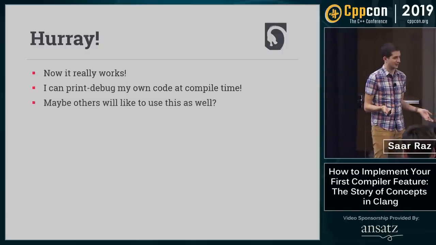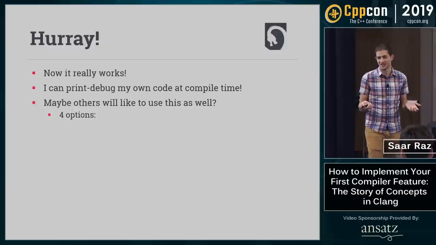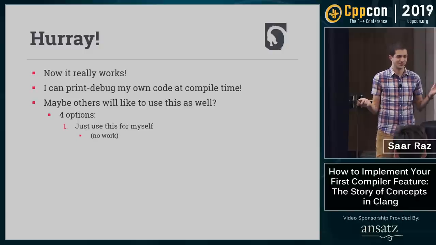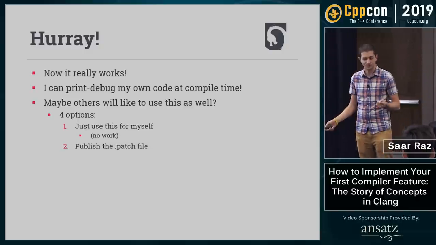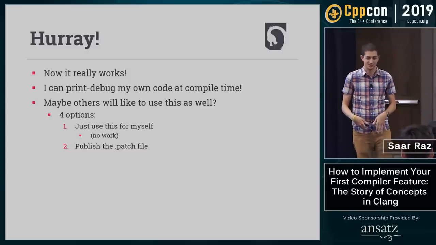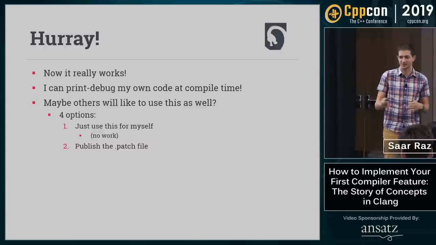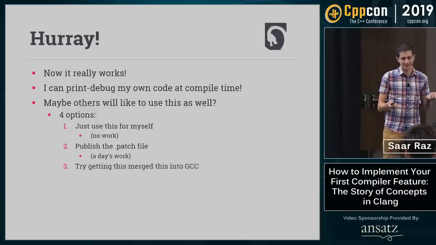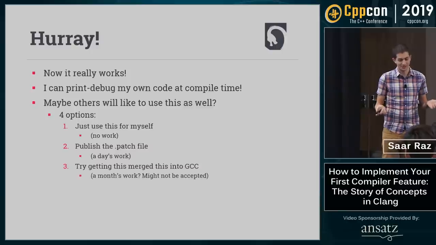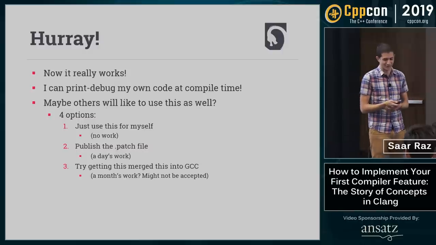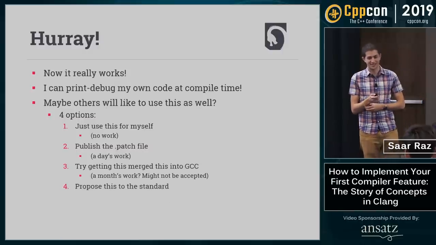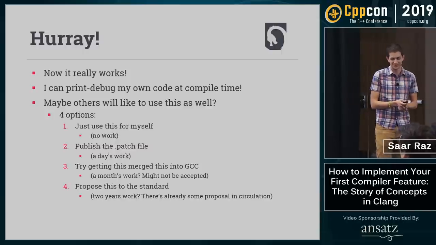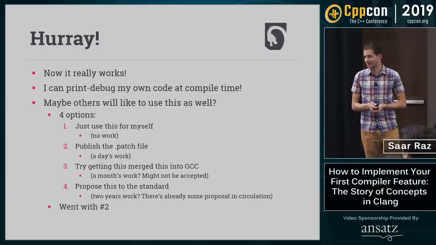Then I thought to myself, maybe others would like to use this as well. So I had four options as I saw them back then. First one was just to use it for myself, which is no work, which is always good. Second option was to publish the .patch file so people can download GCC sources, apply the patch, then build it for themselves and have static print in their own code, which is probably a day's work, roughly. I could try getting this merged into GCC, which was a month's work and might not be accepted because this is non-standard. I could propose this to the standard, which is like 2 years, and there were already some other proposals like this in circulation. So I went with number two, which seemed like a reasonable compromise.